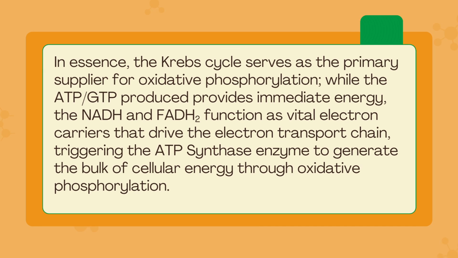In a sense, the Krebs cycle serves as the primary supplier for oxidative phosphorylation, while the ATP or GTP produced provides immediate energy. The NADH and FADH2 function as vital electron carriers that drive the electron transport chain, triggering the ATP synthase enzyme to generate the bulk of cellular energy through oxidative phosphorylation.